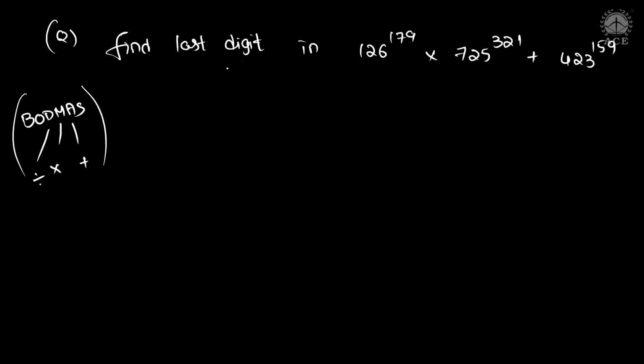Here, my dear friends, if you just recall 6 power, guys, you can respond with your answers in the chat box. 6 power 1 is 6. 6 square is 36, ending with 6. 6 cube is 216, ending with 6. All these are ending with 6, my dear friends. So 126 power 179 is ending with 6.